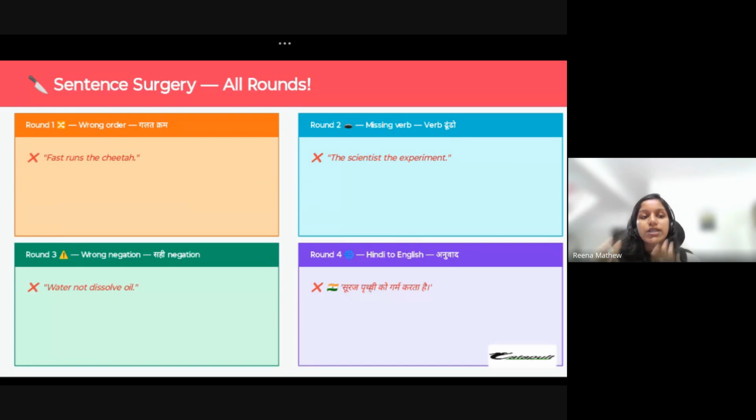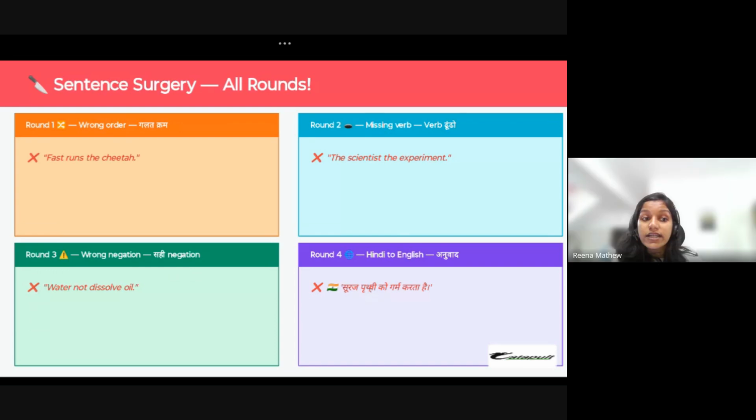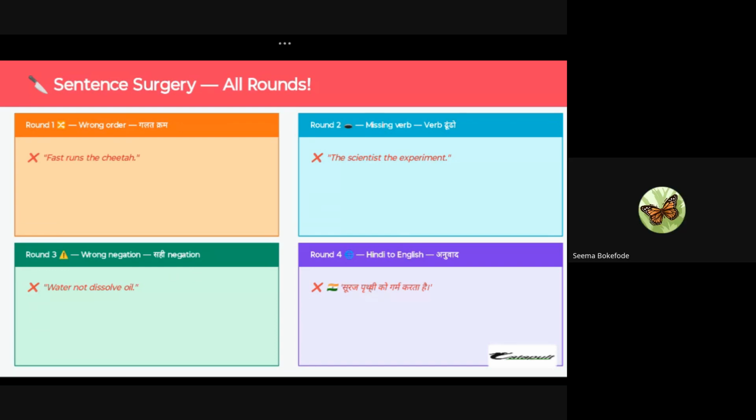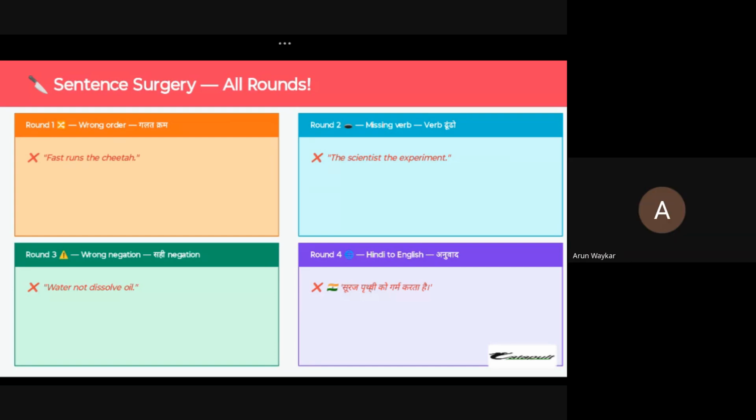So in this round, the first question is this: Fast runs the cheetah. So this is a galat order. It sounds off when you read it. So you have to arrange the words. Okay, the sahi sentence bolo. The cheetah runs fast. Yes. Madam, the remote is fast.